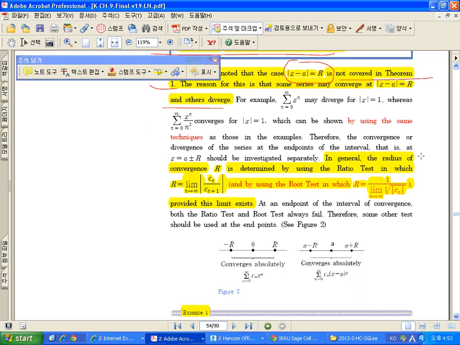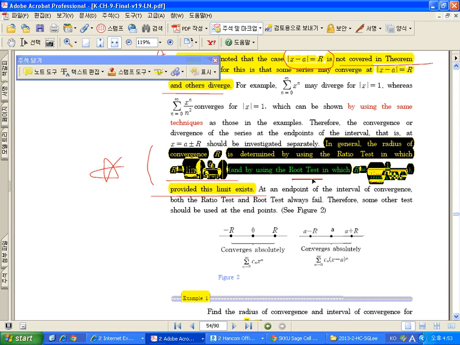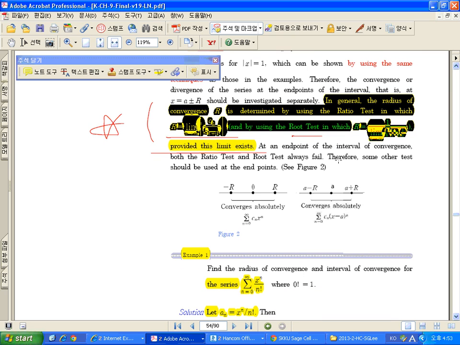In general, the radius of convergence R is determined by using the ratio test, in which R is the limit of the absolute value of c_n over c_(n+1), provided this limit exists. So we're going to use the ratio test or root test to figure out the case when the absolute value of x minus a is equal to R.